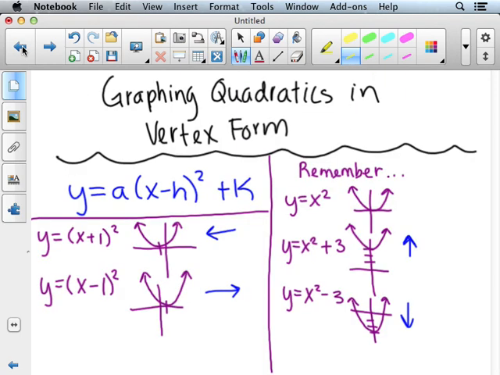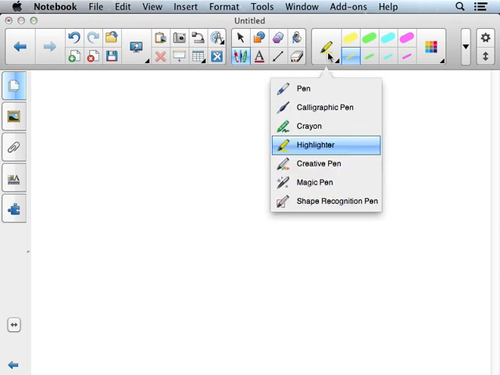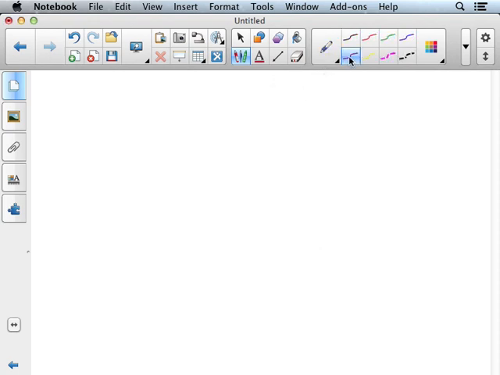Let's come back here for a second. So we talked about shifting left and right and up and down. Well, let's look at another example here. And this will be our last example. I'm going to go -3 times x plus 2 squared minus 1.